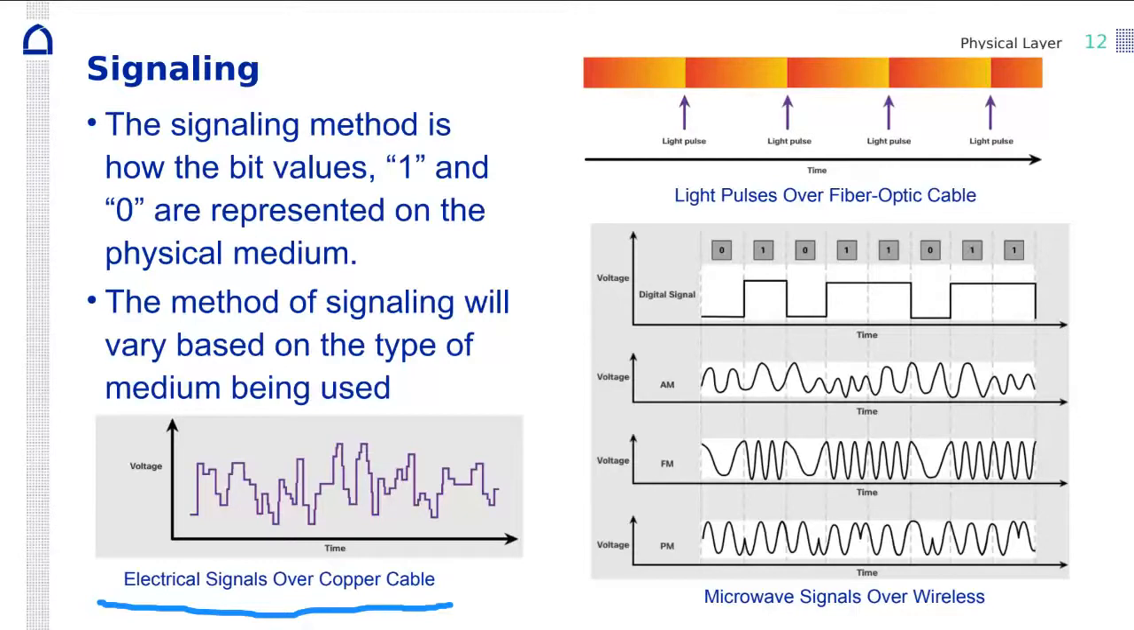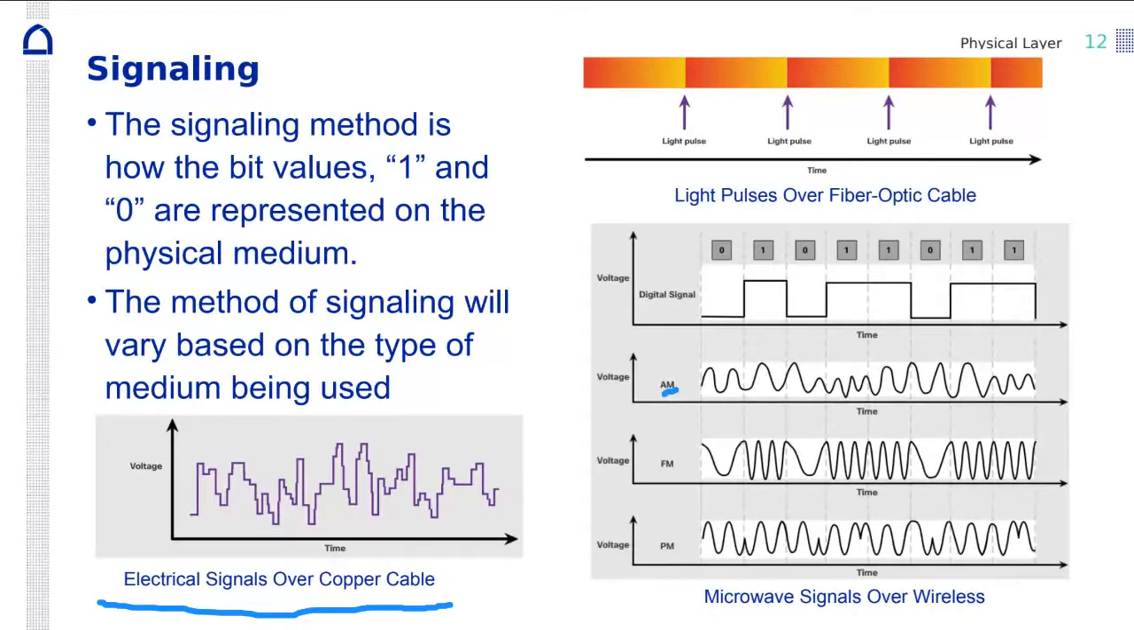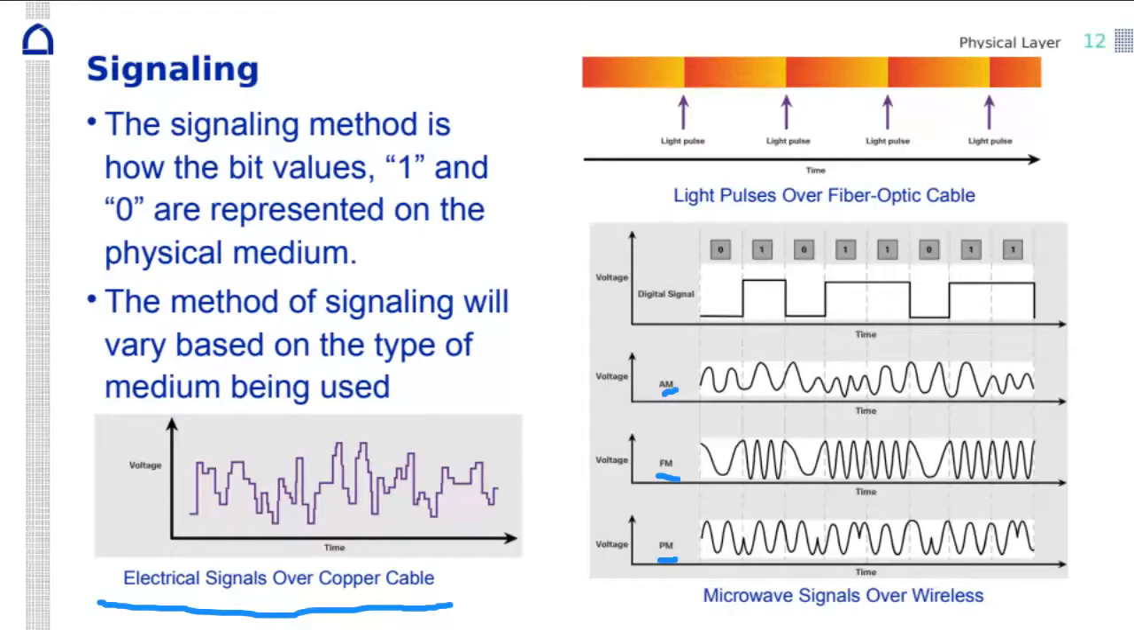Here we have AM. AM is amplitude modulation, so the amplitude is changing. We have FM, frequency is changing. And we have PM, phase modulation, the phase is changing. Okay, so please remember these names. These are all encodings for the signal above. Here on the right side, we have the microwave signals over wireless.